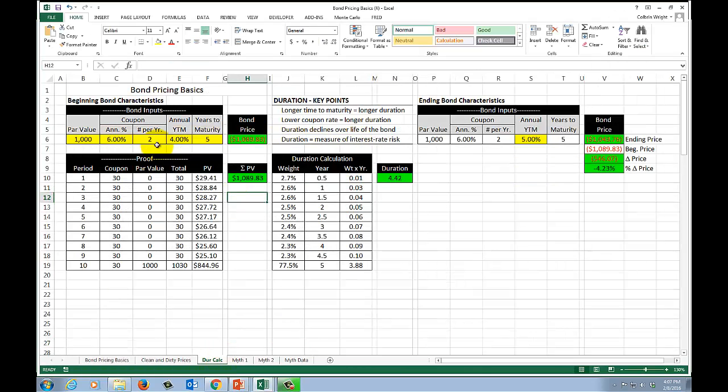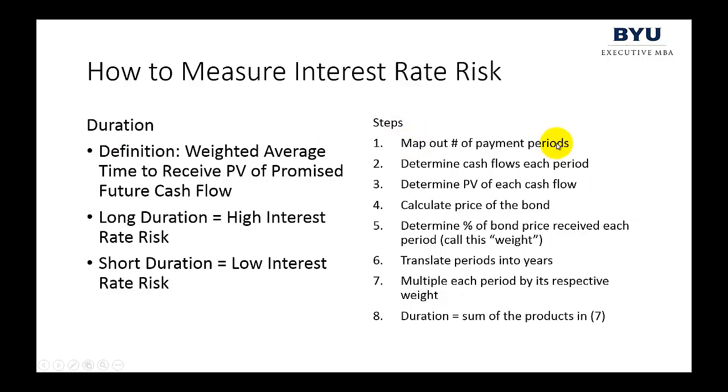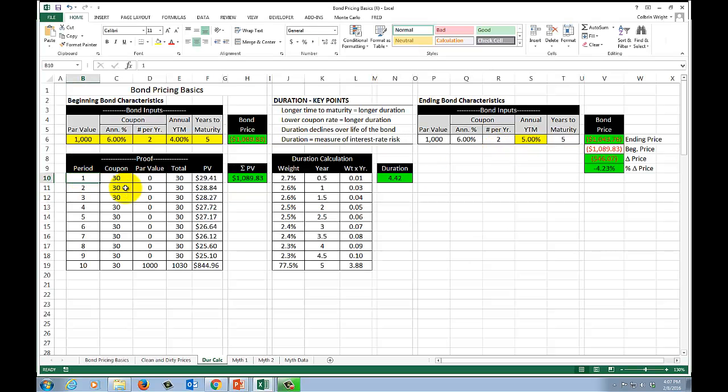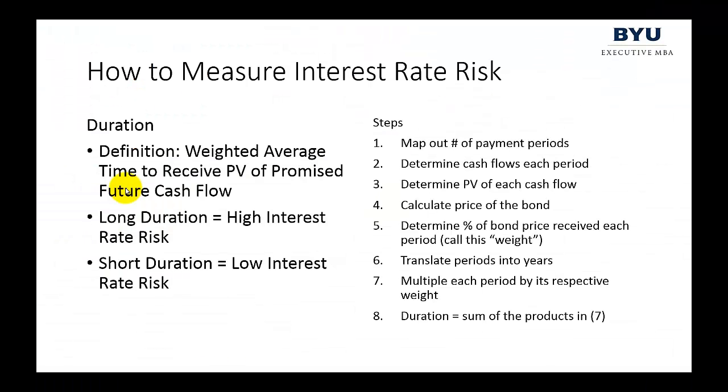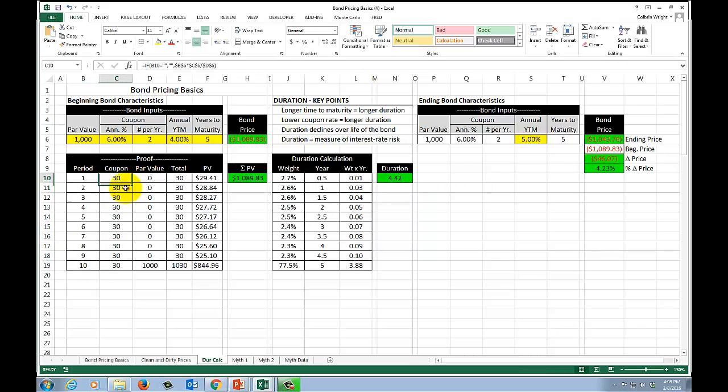Right here, I've taken the bond that we started with when we started looking at bond prices. And let's remember, what are the steps to calculating duration? First step, map out the number of payment periods. Here they are, 1, 2, 3, 4, all the way through 10. Remember, it's a 5-year bond, 2 payments per year. Step 1, check mark. Step 2, map out the cash flows each period. Well, remember, here are the coupon payments. It's a 6% coupon rate, but 2 payments per year. So there are semi-annual coupon payments of $30. But we also have the $1,000 par value at maturity. So here are the cash flows each period.